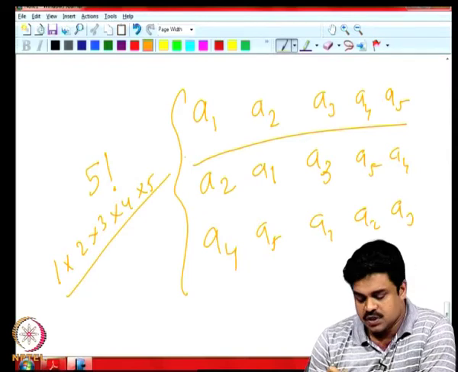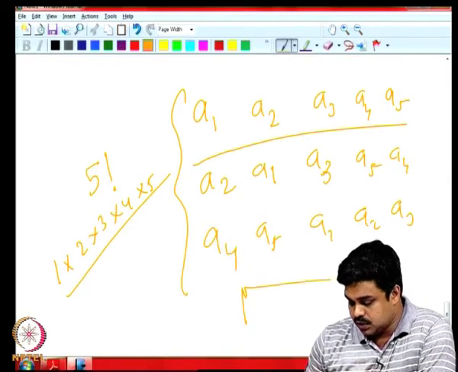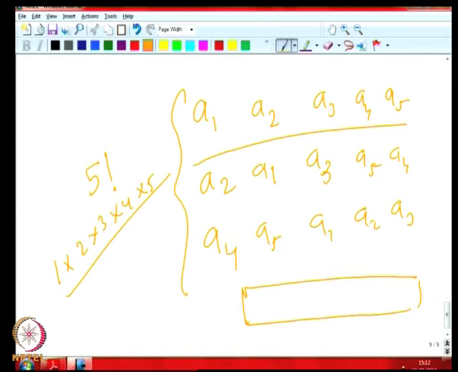We have argued that this is because, if you want to fill the 5 positions, any of A1, A2, A3, A4, A5 can come here. There are 5 choices to fill it, and then for the second one, once you have used one of A1, A2, A3, A4, A5 to fill the first, only 4 choices are left.